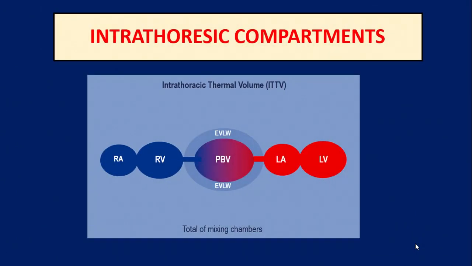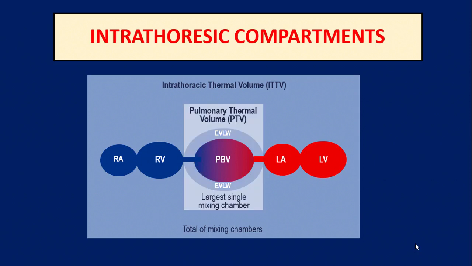Coming to the intrathoracic compartments, what could the compartments be? One is the right side of the heart, the lung, and the left side of the heart. Any doubt? In the lung there are two compartments: the pulmonary blood volume and extravascular lung water. Pulmonary blood volume is the volume in the capillaries, right? And the extravascular lung water is what is seeping out, leaking out from the pulmonary capillaries. So this is the total mixing chamber.